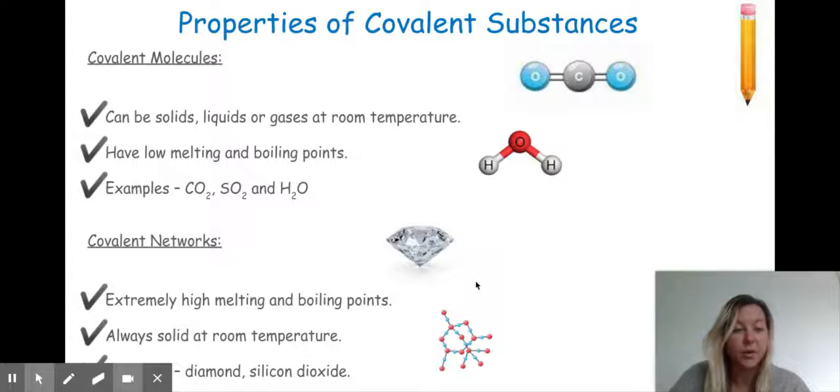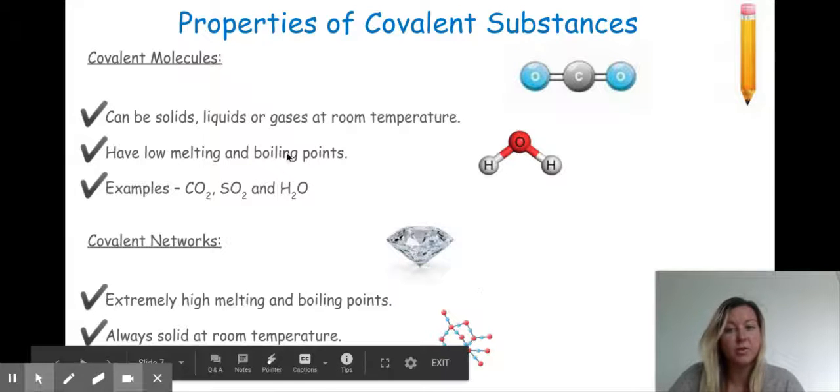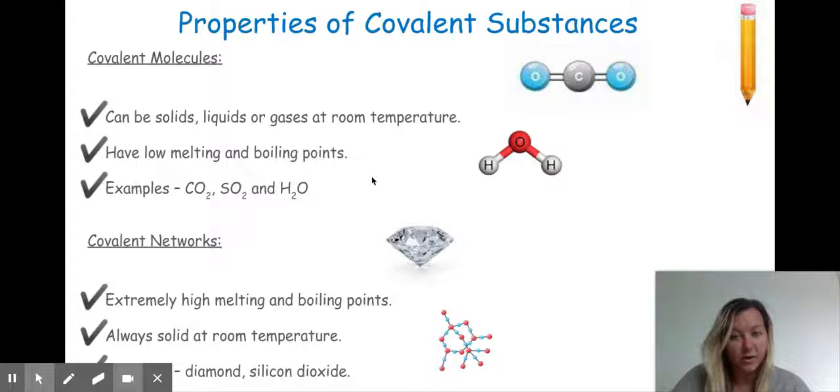Covalent networks, we're talking thousands of degrees Celsius to even melt those from a solid to a liquid. So that is a big, massive difference. So covalent molecules, you have some examples. They have low melting and boiling points and they are found as solids, liquids or gases. Covalent networks are the opposite. They have extremely high melting and boiling points, which means they are always solids at room temperatures.